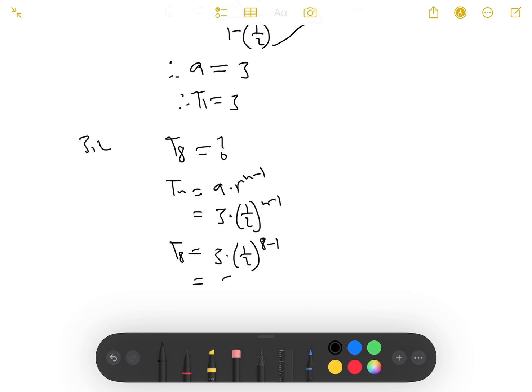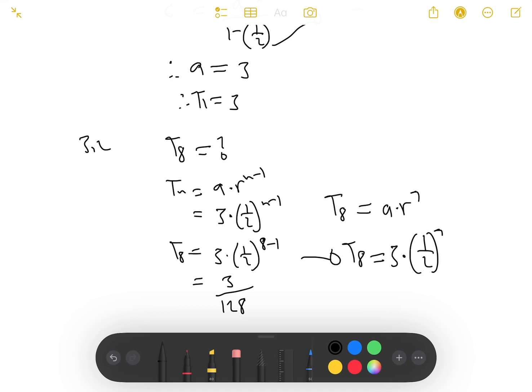Here we get 3 over 128. So this is actually the same as T8 being equal to 3 times half to the exponent 7, right? It is basically ar to the exponent 7. I've spoken about this in the previous video. You may go and watch it.